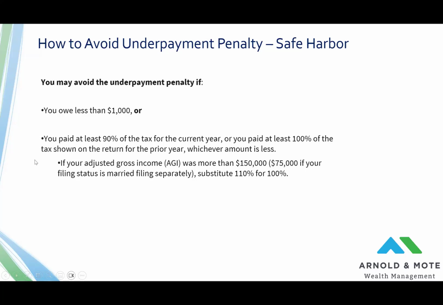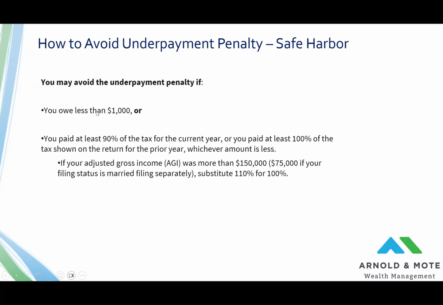The bigger one, the one that comes up most often, is the second bullet point, which is a couple different requirements. One, you must have either paid at least 90% of the tax bill for the current year, or you paid at least 100% of the tax from the prior year. In other words, you paid the taxes that you owed last year. You continued that on. That 100% rule jumps up if you are higher income. So if your AGI is more than $150,000, the IRS wants you to pay 110% of prior year taxes.